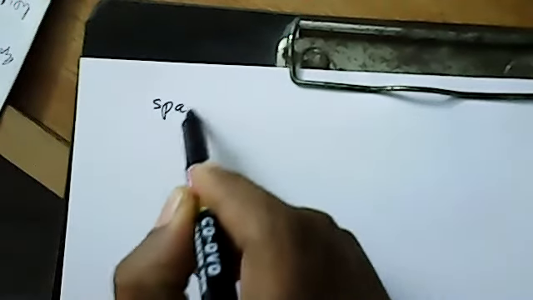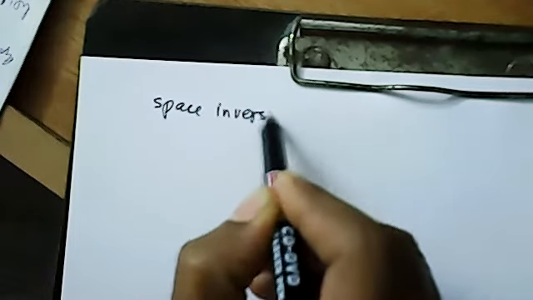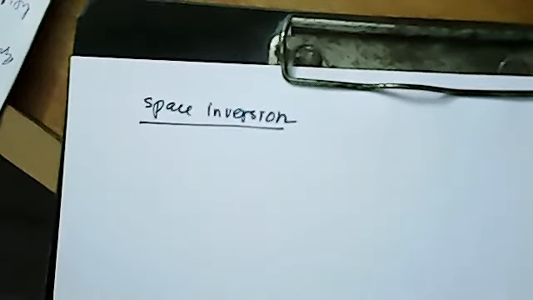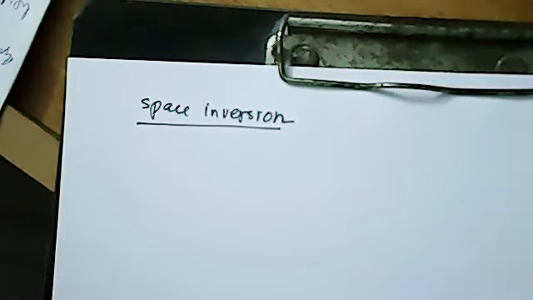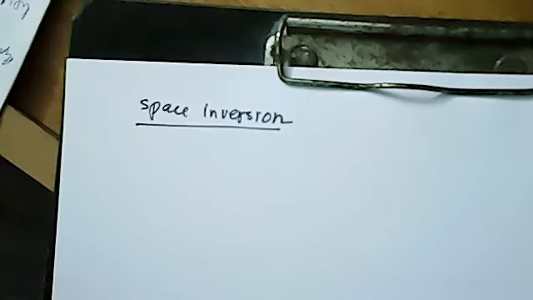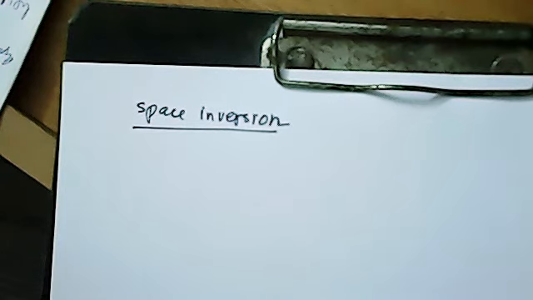So first we are going to do space inversion. This may be already known to you. Usually we call it the parity operation. You change x to minus x, then what happens to the function? If nothing happens to the function, we call it even parity. And if the function changes sign, that is odd parity. This is known to you.